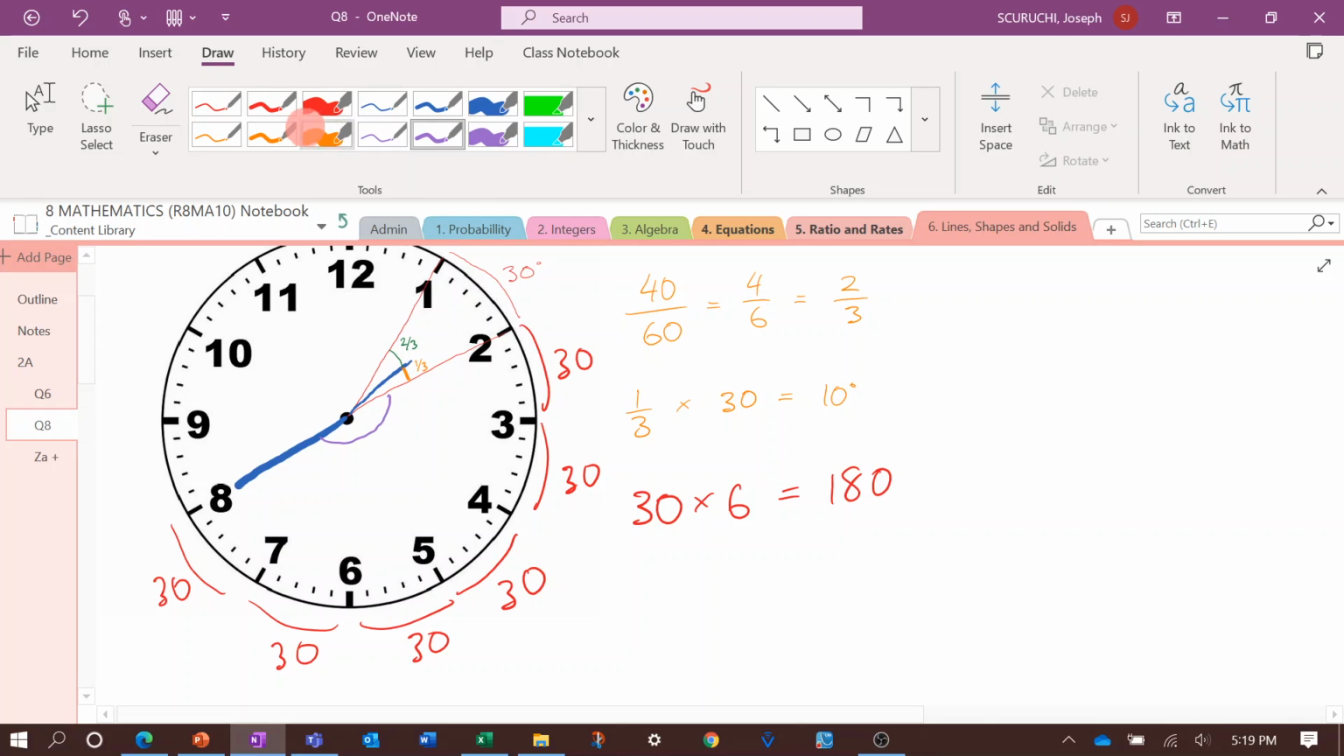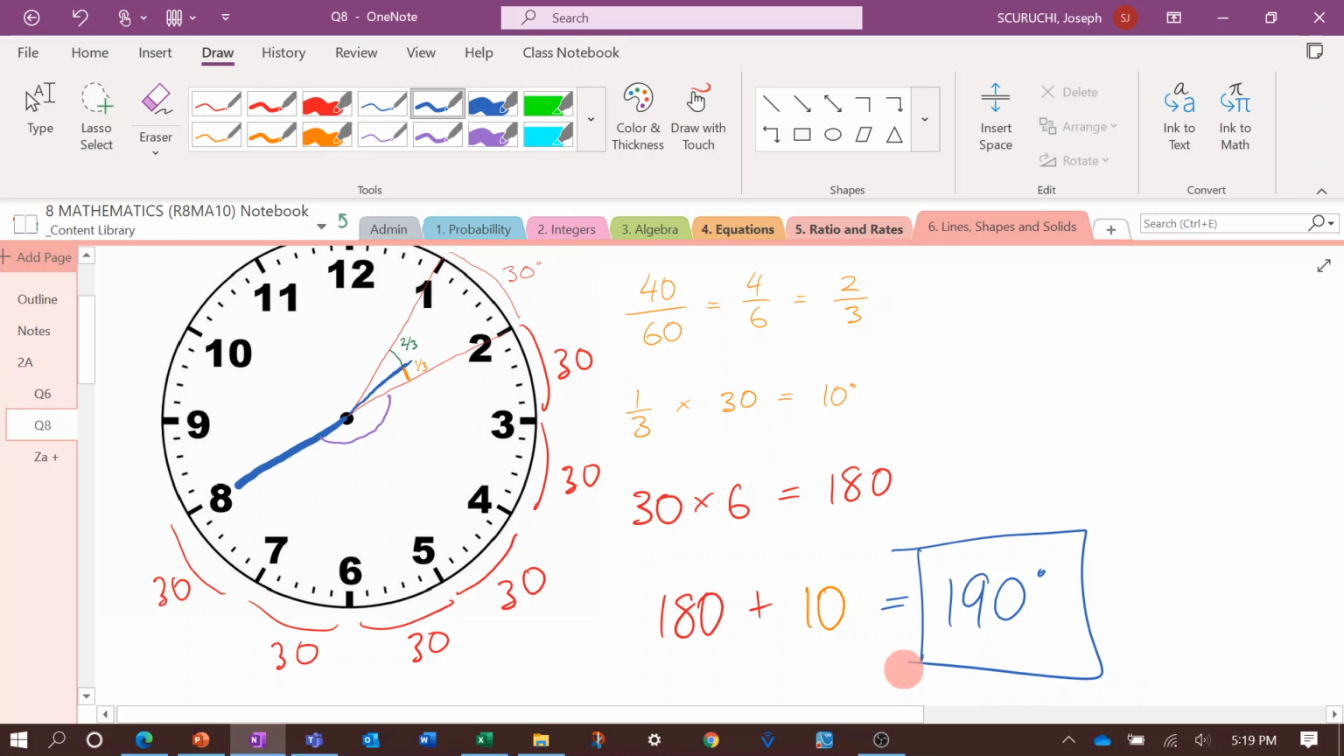Then the final thing that I do is I take my 180, I add it to my 10, and my final answer here is going to be 190 degrees. And that's how we do it. That's my final answer, 190 degrees. That's what the back of the book says.